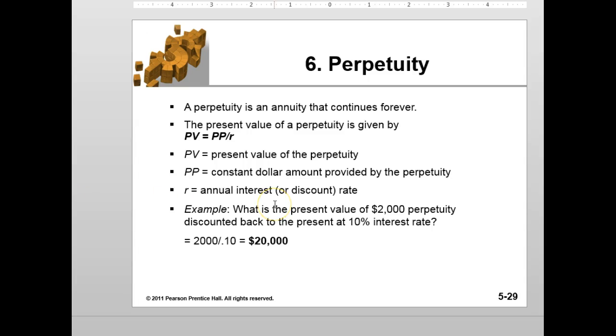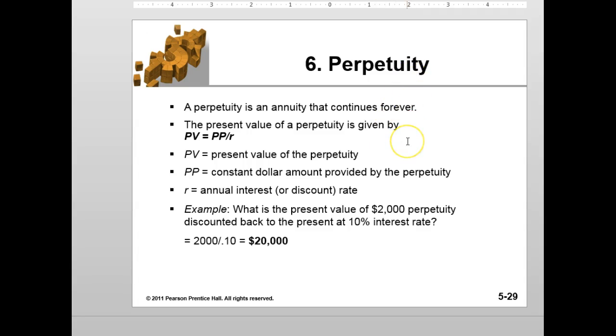And then we have a perpetuity. Watching that fast caught me off guard. This is called a perpetuity. And a perpetuity is an investment that goes on and on forever into infinity.